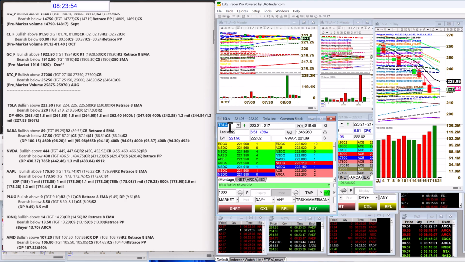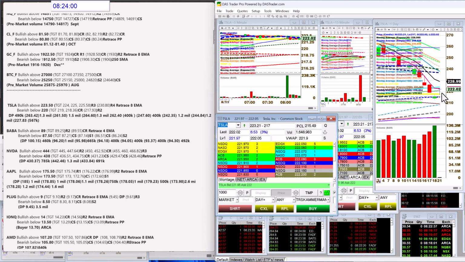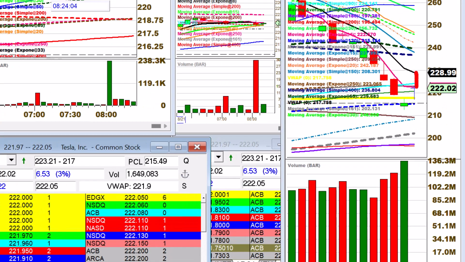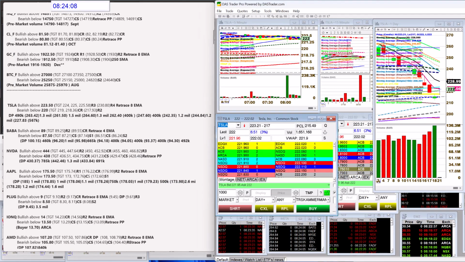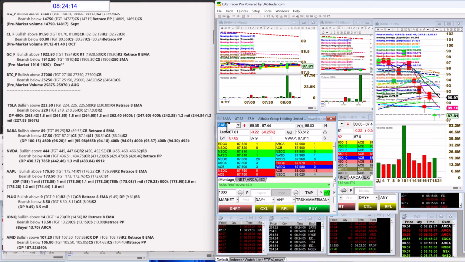Let's check out the individual stocks. Going to start out with Tesla. All right, trying to have a comeback here, but we're going to be bullish above 223.50. Again, that's going to be our trade retracement to the 8 today. Bear below 220. Baba, bullish above 89. Bear below 87.50. For Baba, the downside looks much easier there.